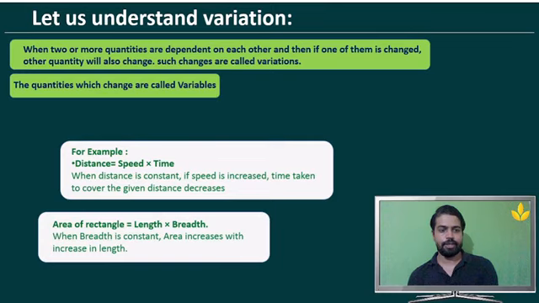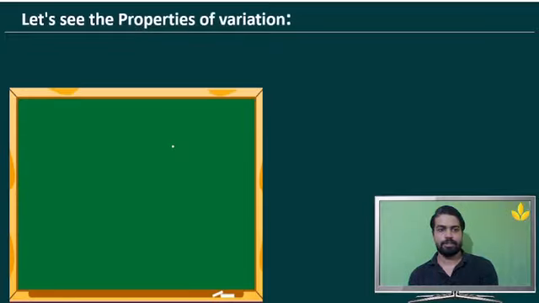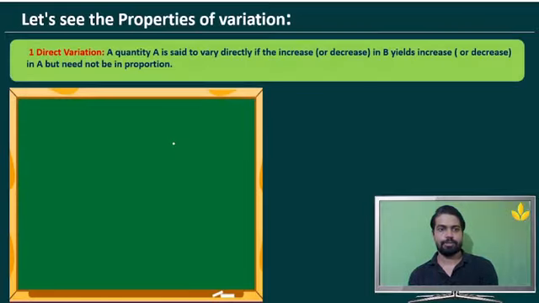Another example: area of a rectangle is equal to length into breadth. When the breadth is constant, area increases with the increase in the length. Right? So here the breadth is constant, area is varying according to length. Here distance is constant, speed is varying with respect to time. Right? So when we have seen two examples, we can also see the properties of variation, different types of variation.